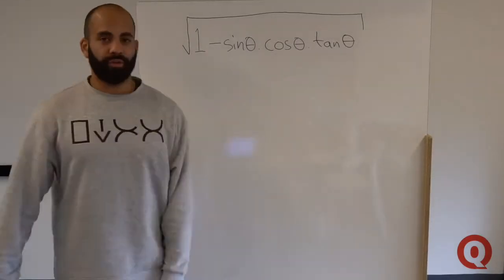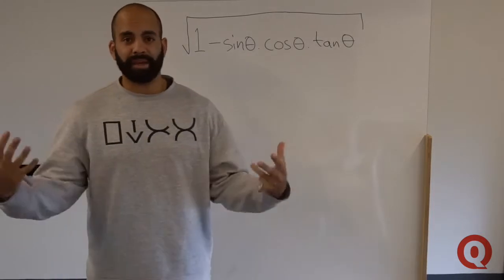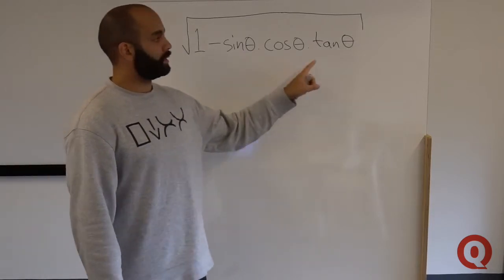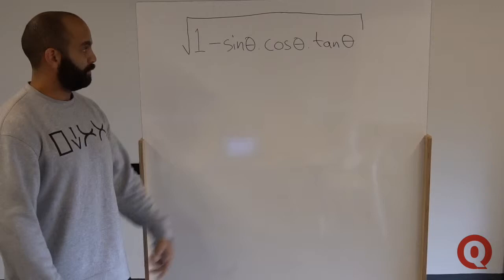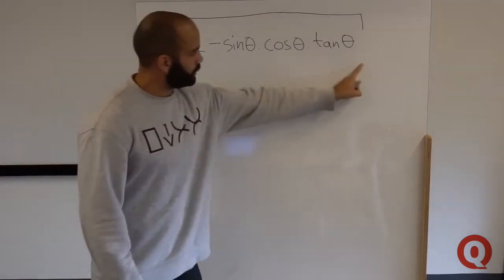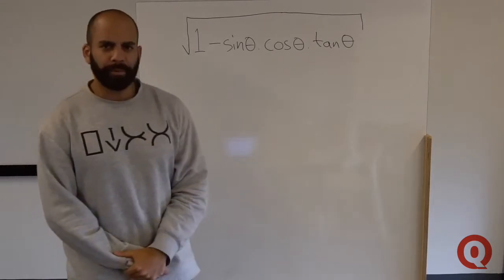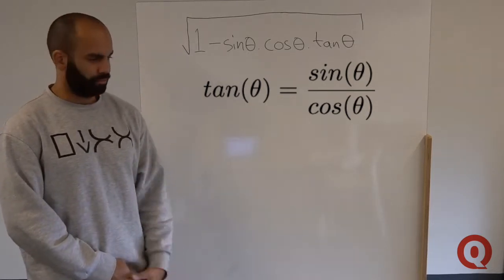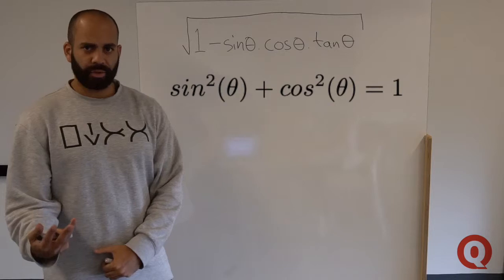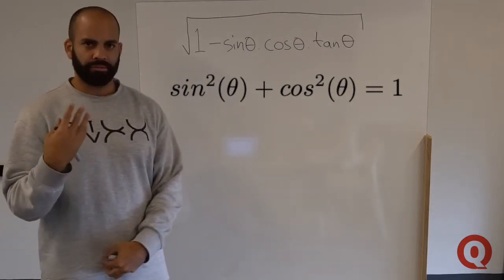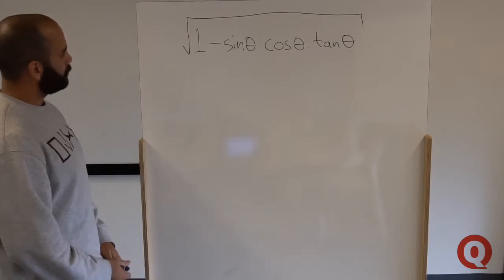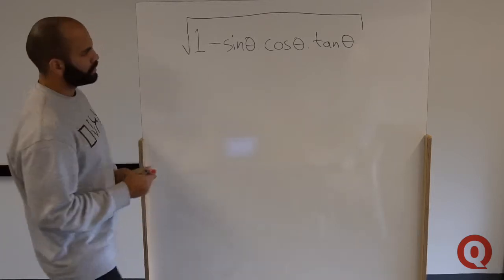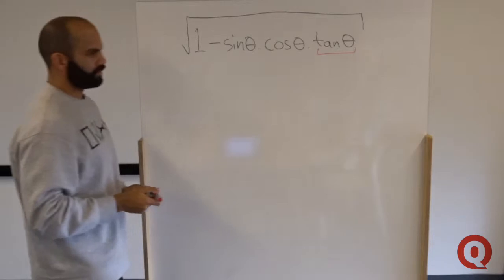So the first example we're starting off with is a simple simplification of a trigonometric expression, which is the square root of 1 minus sine theta, cos theta, tan theta. And the first trick that you look at when you look at this expression is, well, my simple basics that I know about trigonometry is that sine theta over cos theta equals tan theta. So I've got that. I also know that sine squared theta plus cos squared theta equals 1. So if I look at this expression and knowing those two trig identities, what would be the first step that I'm going to use? I can see that tan theta is over here.